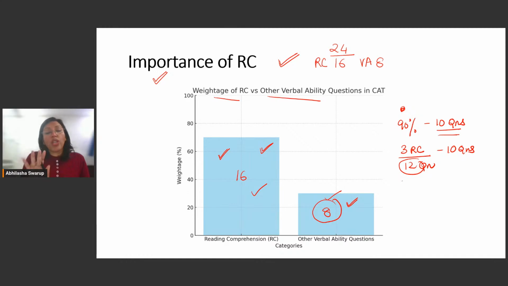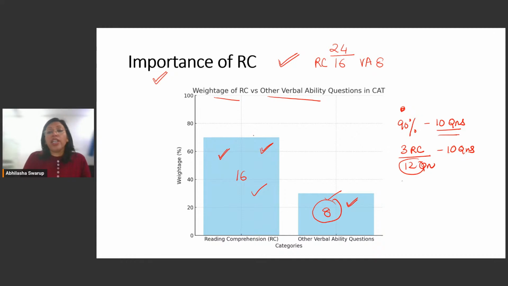All right. So I hope you've understood that reading comprehension is important, and without it you will not be able to do well. Therefore, you must make sure that you are practicing adequately for reading comprehension.